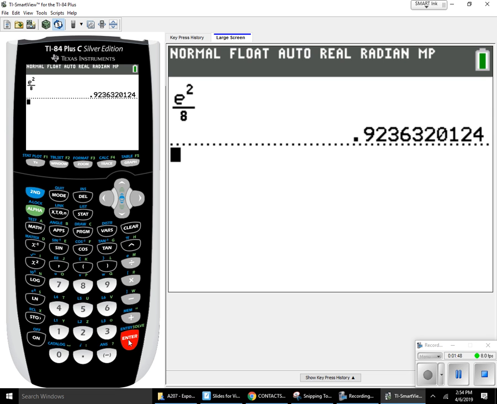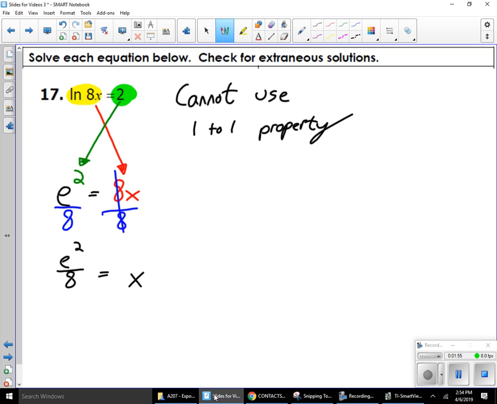And again, we're going to have quite a few answers that look like this. The whole number answers are gone. So we'll round to the nearest 10,000th like we did in the last example, and we get 0.9236.